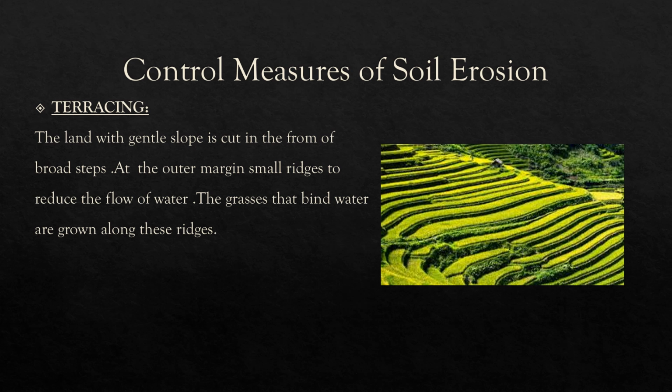The third one is terracing. It involves conversion of steep slopes into a series of broad terraces which run across the contour. This retains water for crops and reduces soil erosion by controlling runoff.